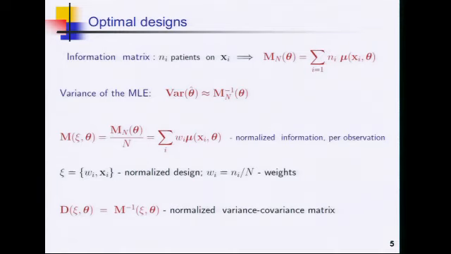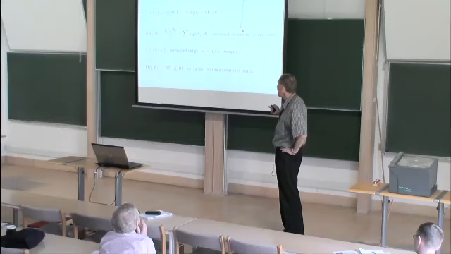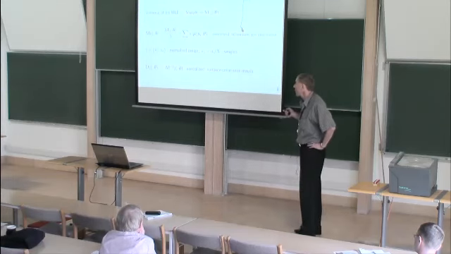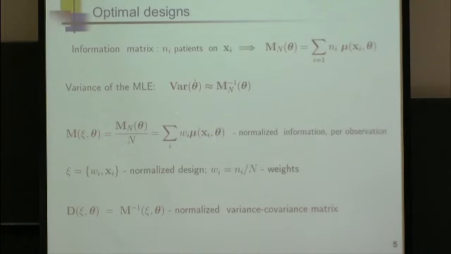So when we have the expression for the information matrix, then we use independence of patients, which are put either on a dose x or on a sequence of sampling times, and we create the information matrix of our design. We know that for good estimators, the variance is inversely proportional to the information matrix. And then we work with the normalized information matrix, normalized per observation. So we work with weights, trying to construct the optimal design, not with the numbers n. And we work either with the normalized variance covariance matrix or normalized information matrix.